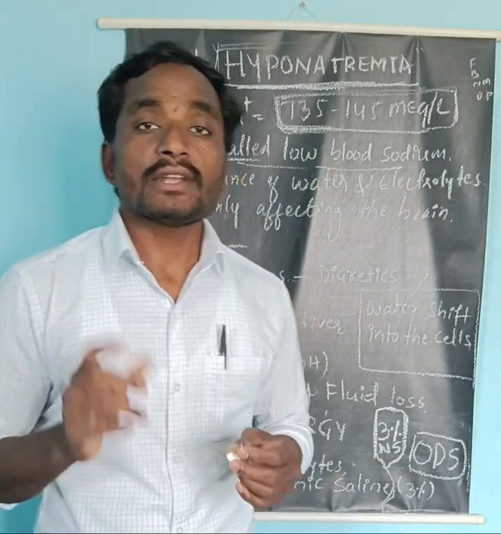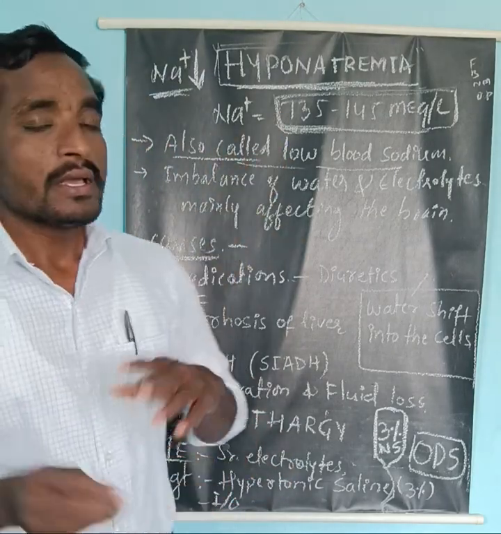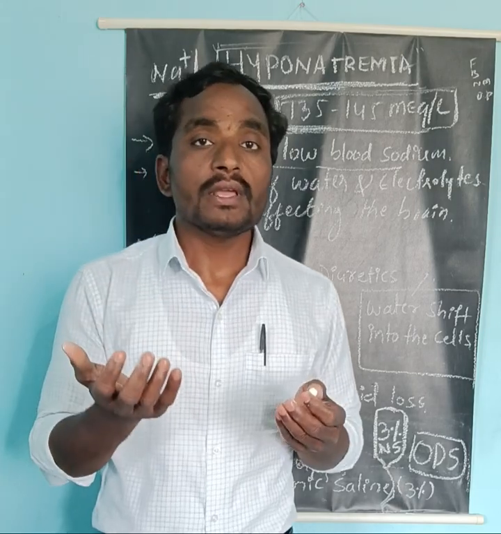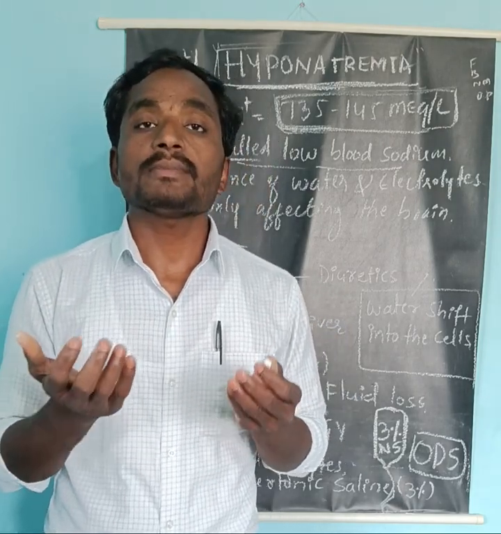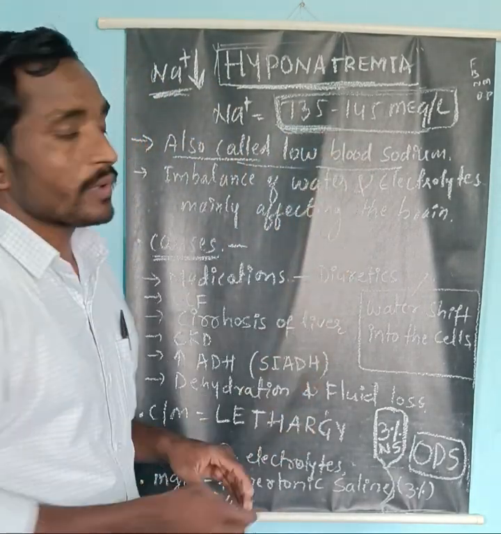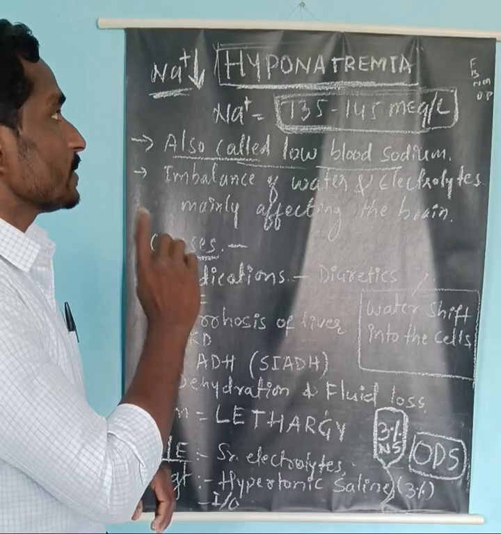What is the definition of hyponatremia? Hyponatremia is an electrolyte disorder in which the blood sodium level falls below 135 milliequivalent per liter. It is called hyponatremia.